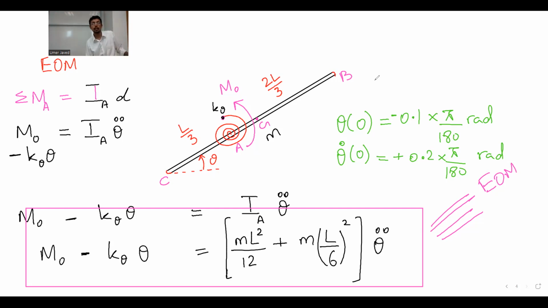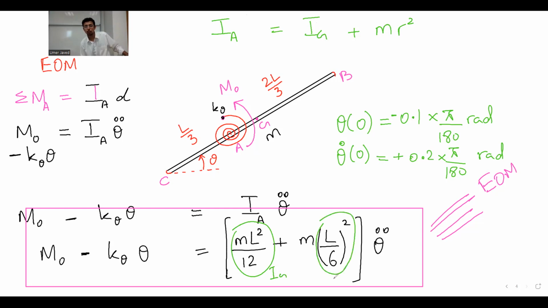What is IA? You will immediately tell me that I will have to use parallel axis theorem in order to find IA. It will be IG plus MR square. Now, when I ask you, how do you write this? You will tell me it is parallel axis theorem from my physics classes. So if you look very carefully, this is IG, and this is your R square. I am trying to use a parallel axis theorem.